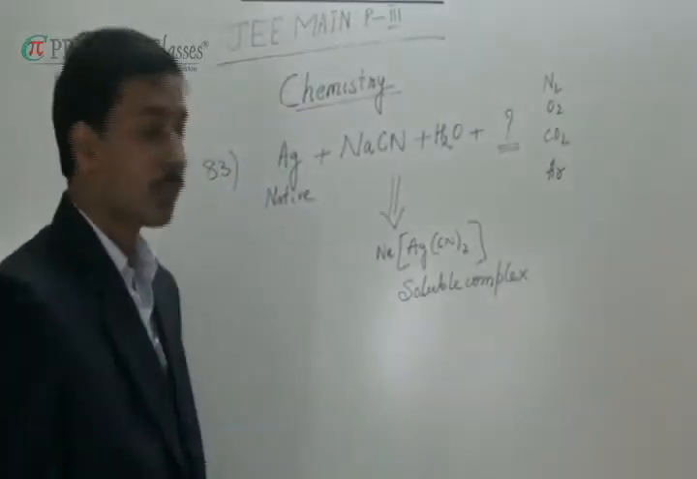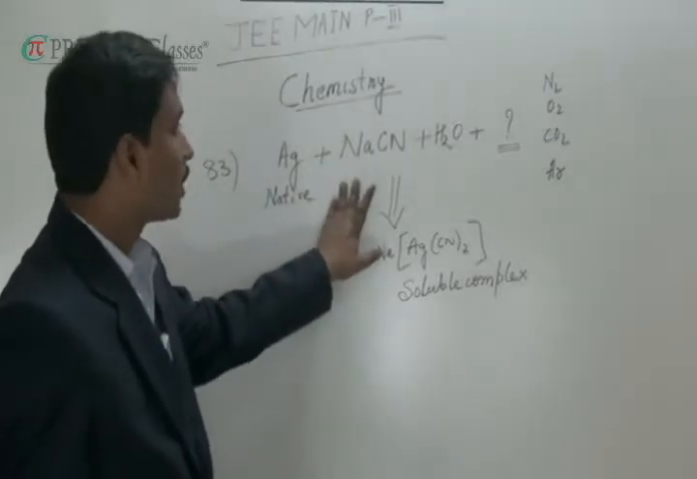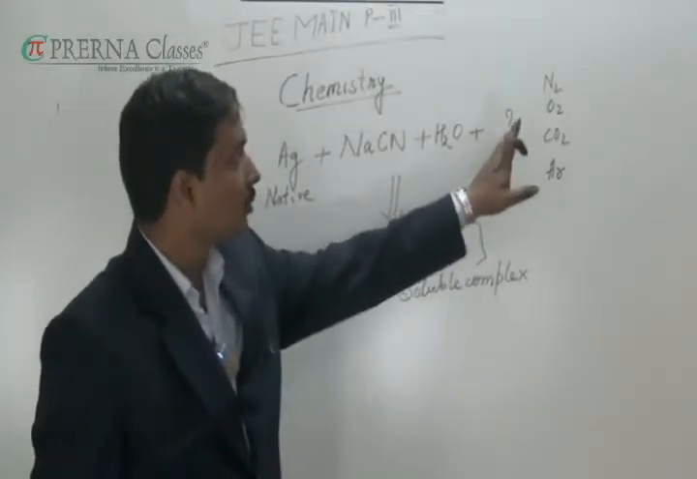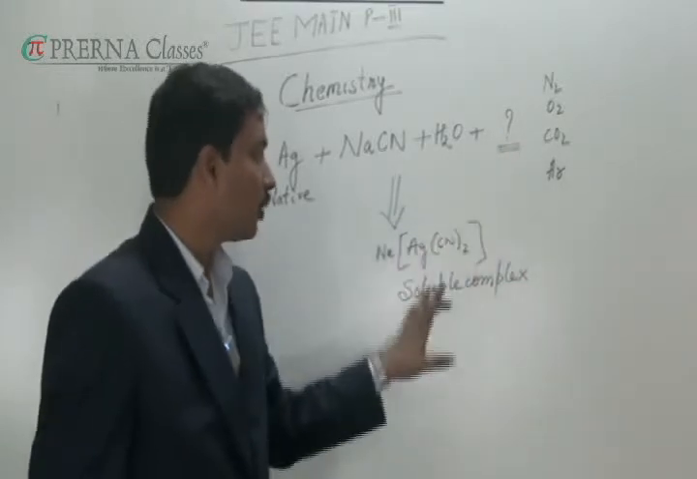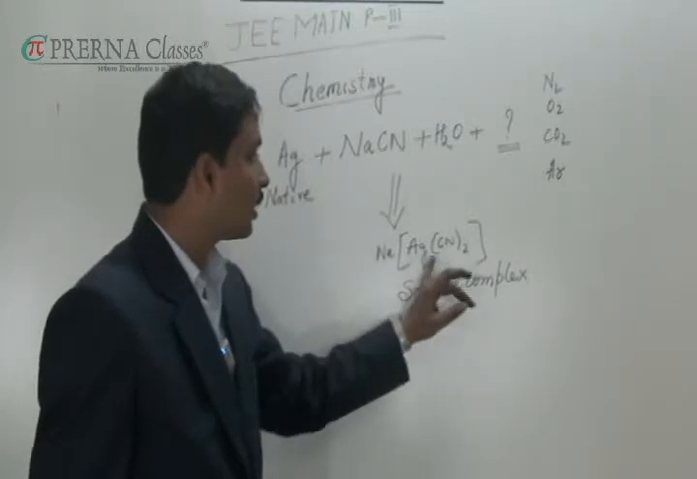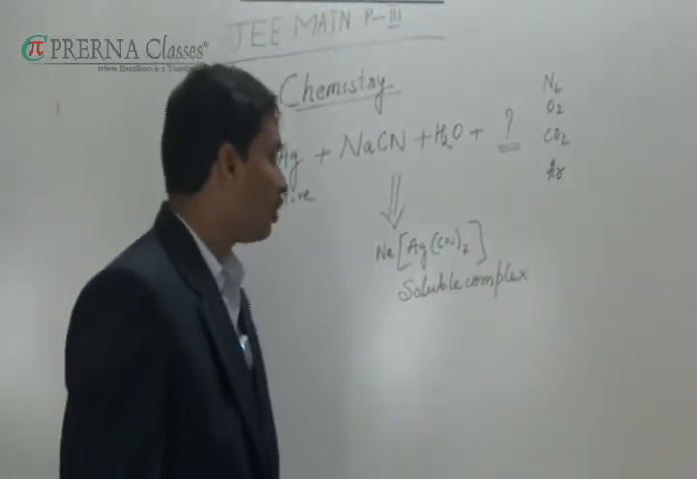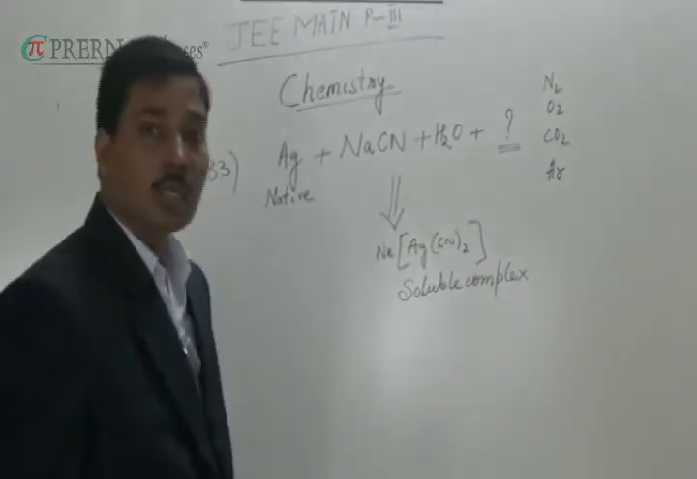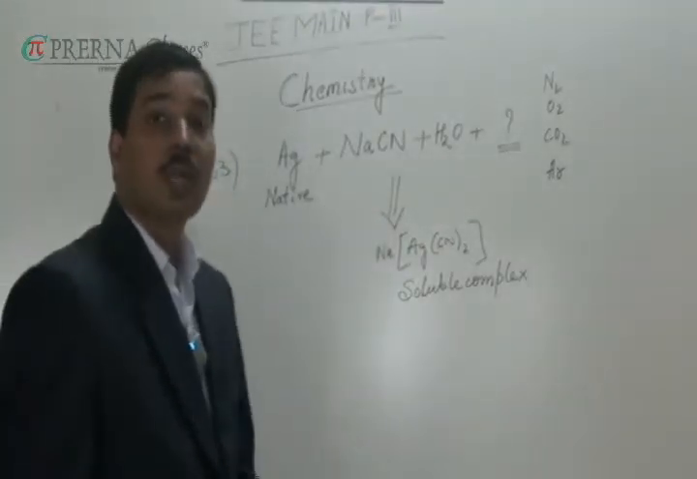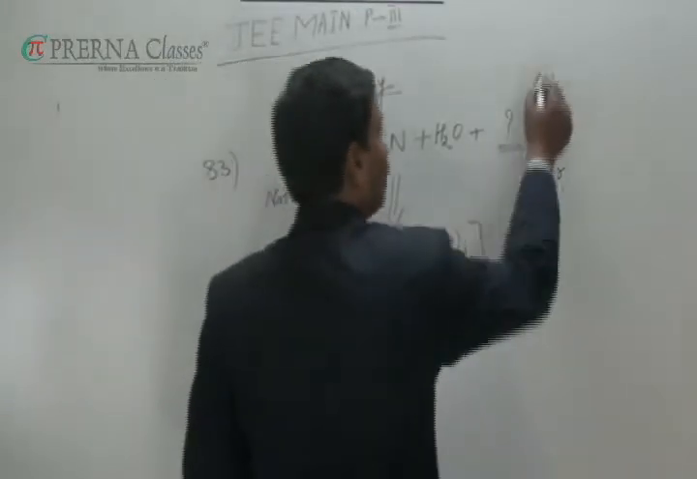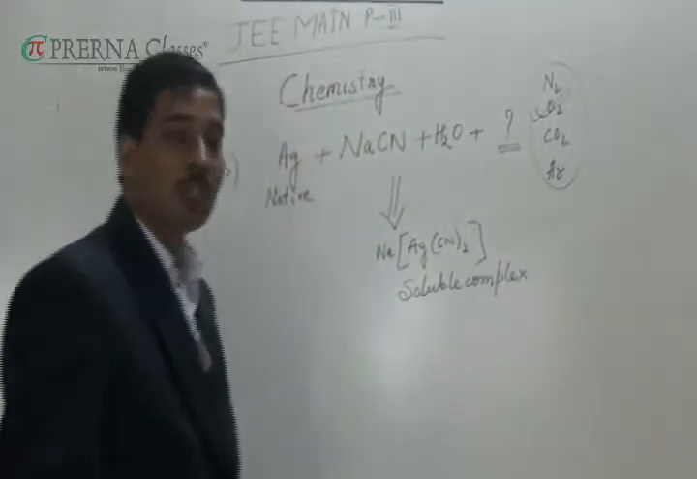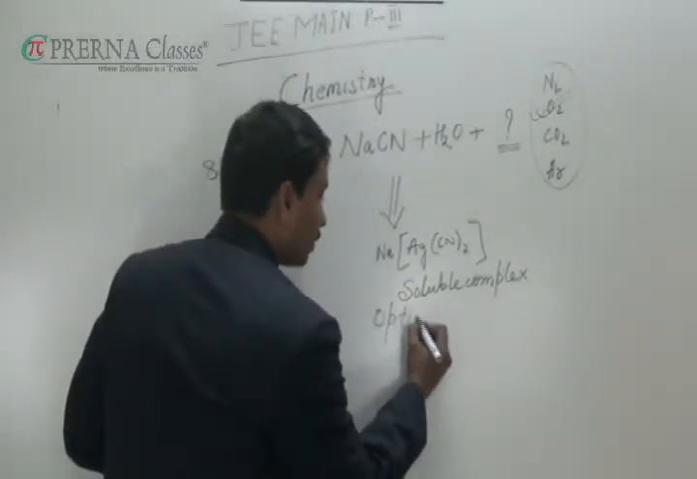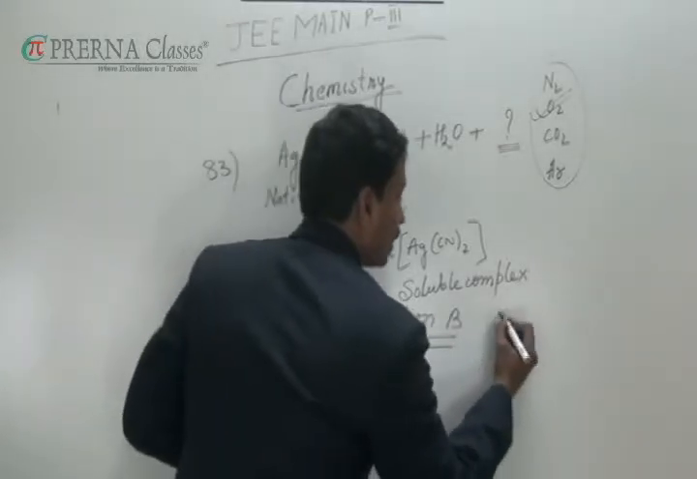Question number 83. Native silver reacts with sodium cyanide in presence of water. In presence of which of the following, that is nitrogen gas, oxygen gas, CO2 gas or argon, it will form a soluble complex, that is NaAg(CN)2. That means we can say sodium dicyanoargentate. Now silver and NaCN and H2O requires oxygen so that Na can be converted into NaOH. Therefore, out of these four, the oxygen gas is the important one which is required to produce a soluble complex. Therefore, the answer is option B, oxygen gas.